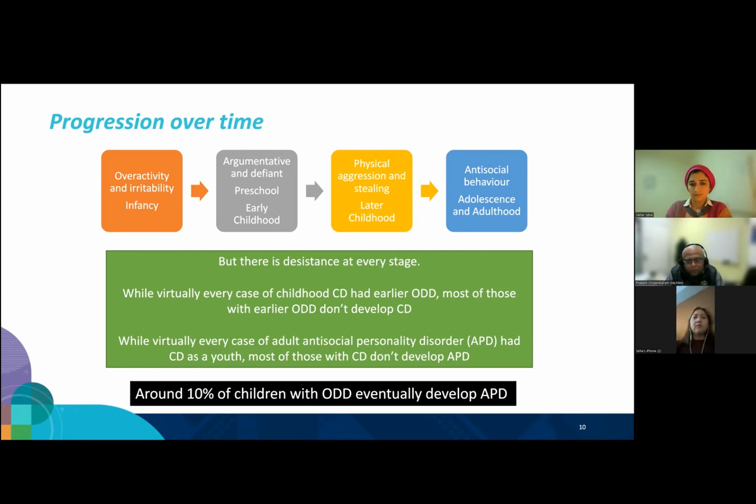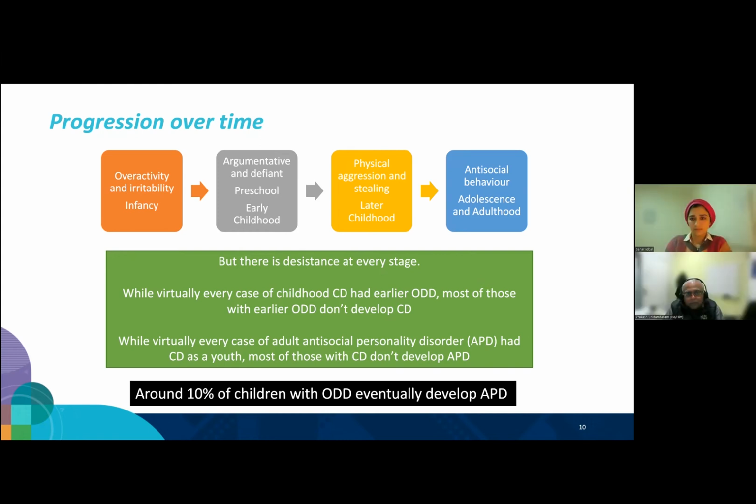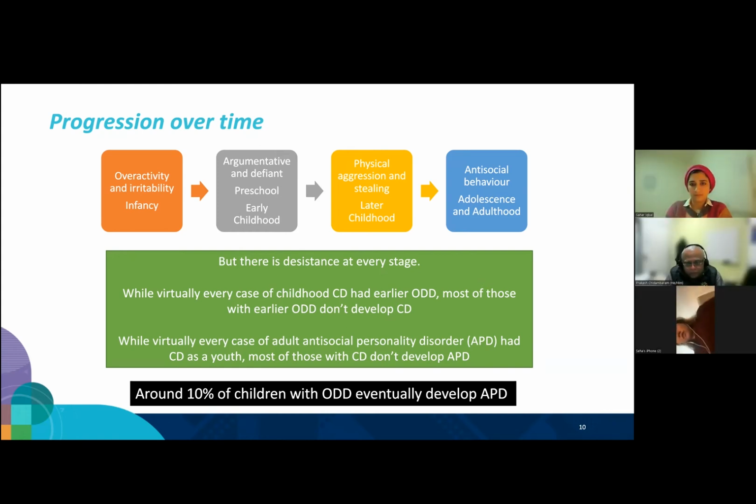Lots of children with childhood conduct disorder had earlier oppositional defiant disorder, but most of those who have oppositional defiant disorder do not actually develop conduct disorder. So it's possible to change the trajectory. And only about 10% of children with ODD eventually develop antisocial personality disorder, which also means that the other 90% are able to be turned away from that trajectory.